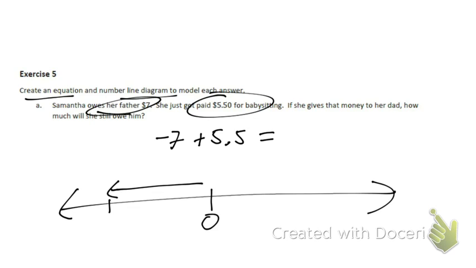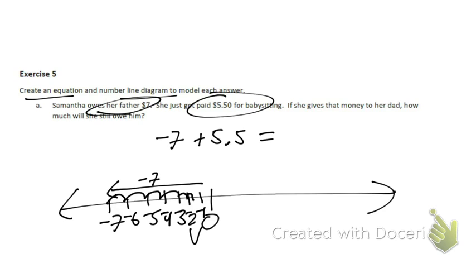Go back to -7, -6, -5, -4, -3, -2, -1. Then you go forward 5, right? Or 1, 2, 3, 4, 5, 5.5. You're going for 5.5. So you'd be at between -2 and -1. Remember, this is a trick one. What's between -2 and -1? -1.5.